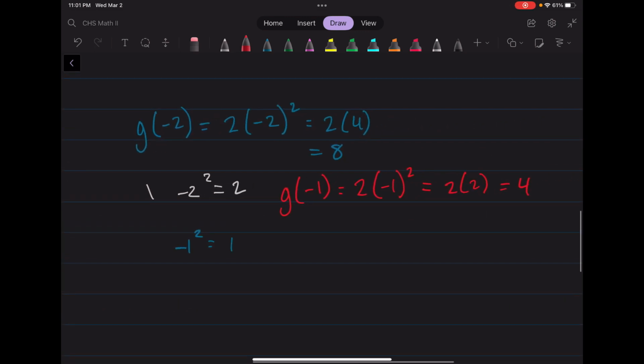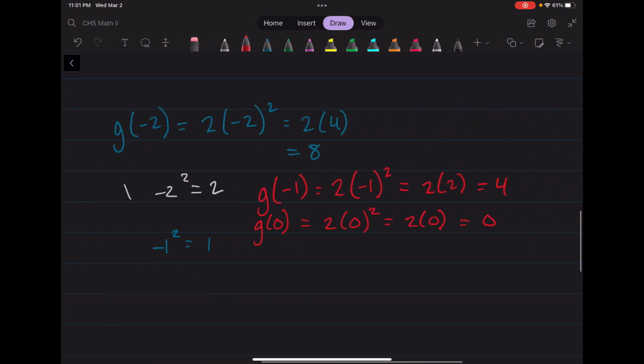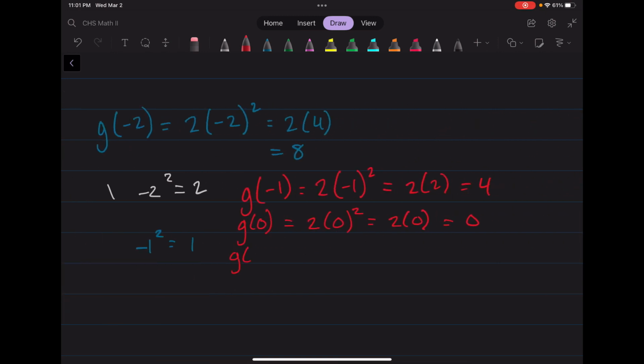Okay, so g of 0 would be 2 times 0 squared. 0 times 0 is just 0, so we have 2 times 0, which is 0. Then g of 1, we have 2 times 1 squared, which is just going to be 1, so we have 2 times 1, which is 2.